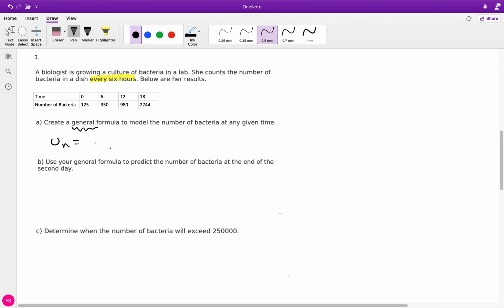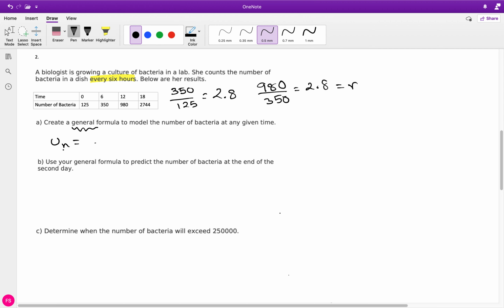By the way, how do you know it's a geometric sequence? You have to check it first. If you take any term, let's say 350, and if you divide it by 125, you will get 2.8. If you divide 980 over 350, you will also get 2.8. So that means my common ratio is constant, which is 2.8, and this is a geometric series.